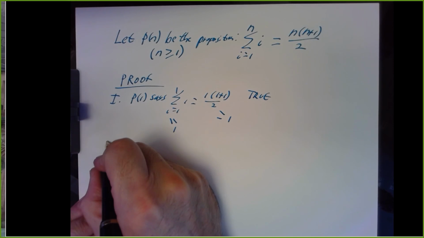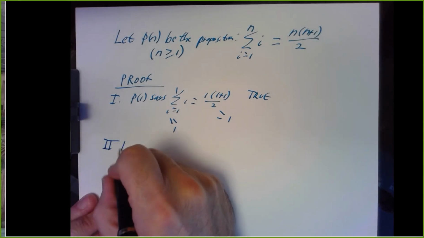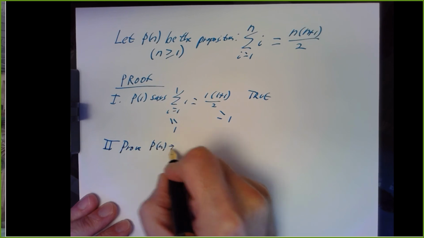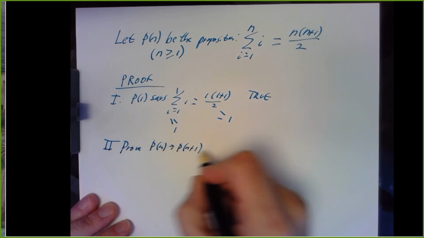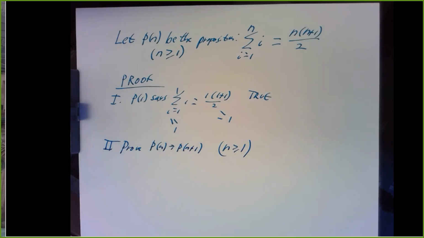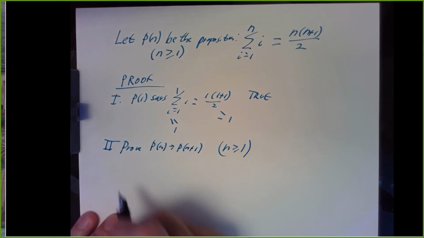The bigger challenge is proving the inductive step. Prove P of n implies P of n plus 1, where n is some integer greater than or equal to one. Okay, so how do we prove this? We're trying to prove an if-then statement. What's a good first step?